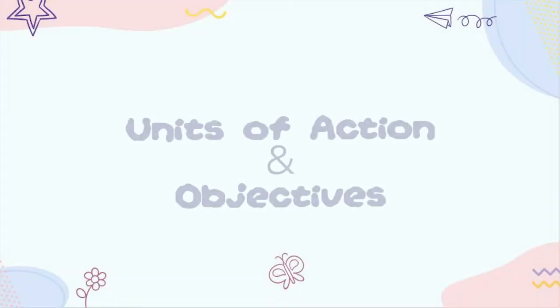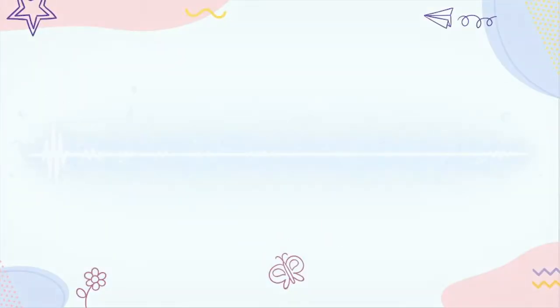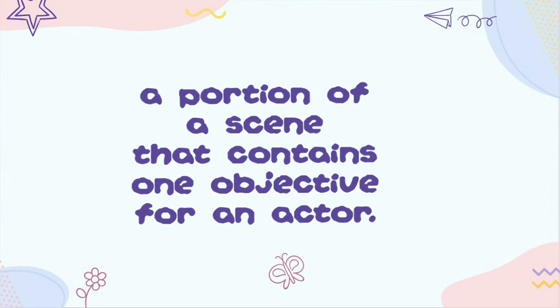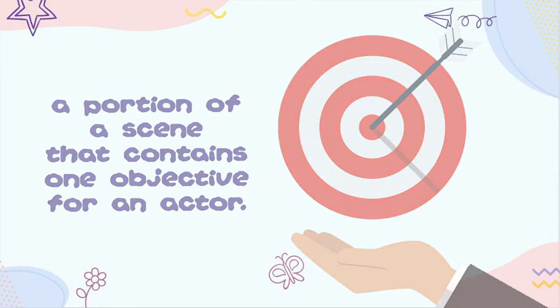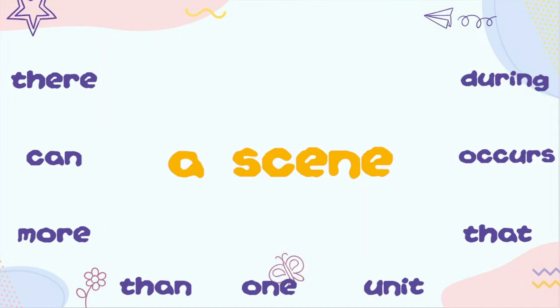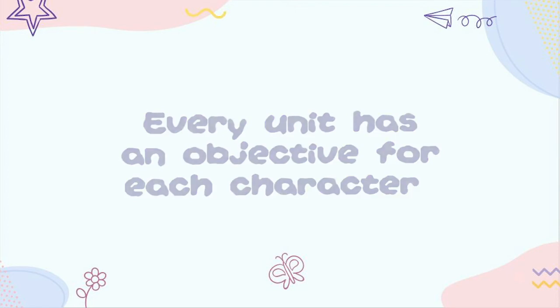Number 4 is units of actions and objective. Break the script down into units or sections. A unit, aka bit, is a portion of a scene that contains one objective for an actor. There can be more than one unit that occurs during a scene. Every unit has an objective for each character.